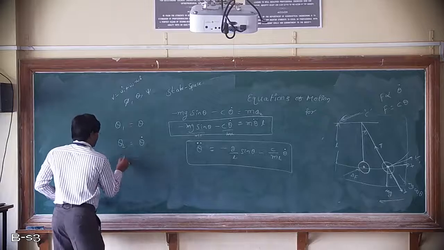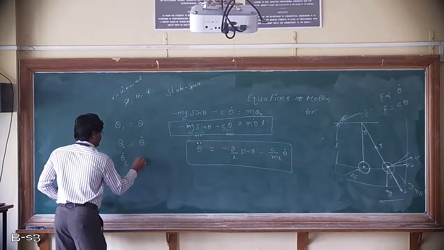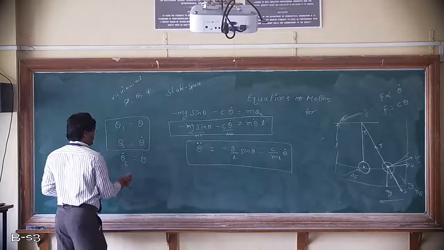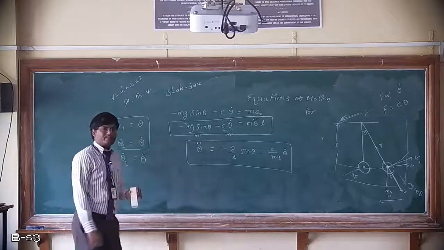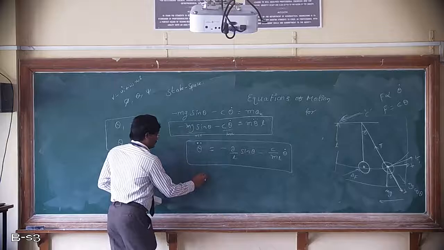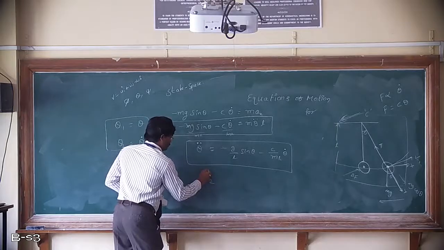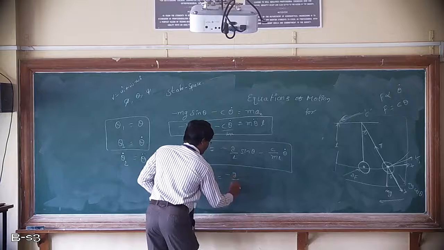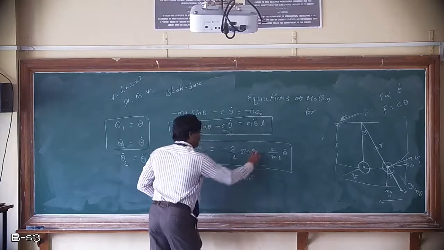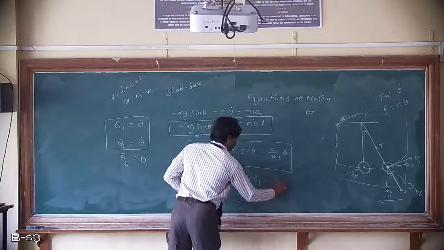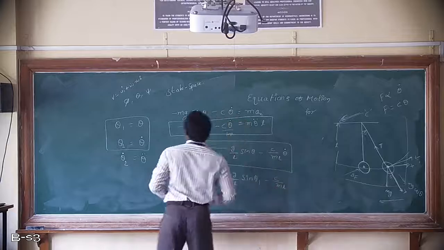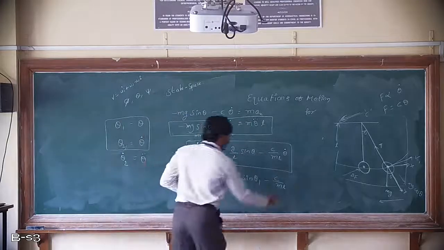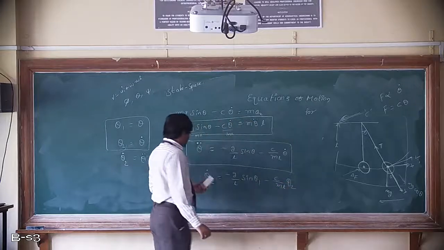So theta 2 dot is nothing but theta double dot, right? I am assuming these two things. From this you can say theta 2 dot is nothing but theta double dot. So theta 2 dot is equal to minus g by L sine theta 1 minus c by m L. What about theta dot? Theta dot is nothing but theta 2, right? Theta 2 dot you have.